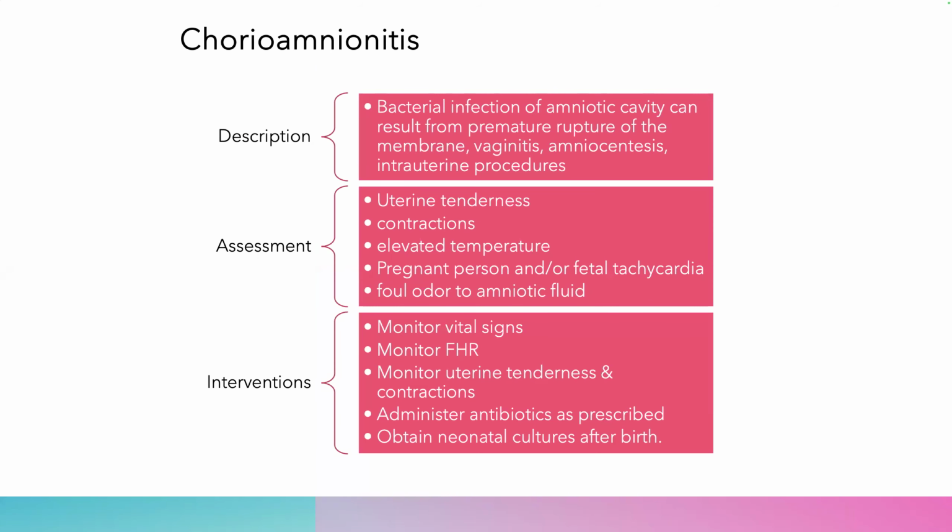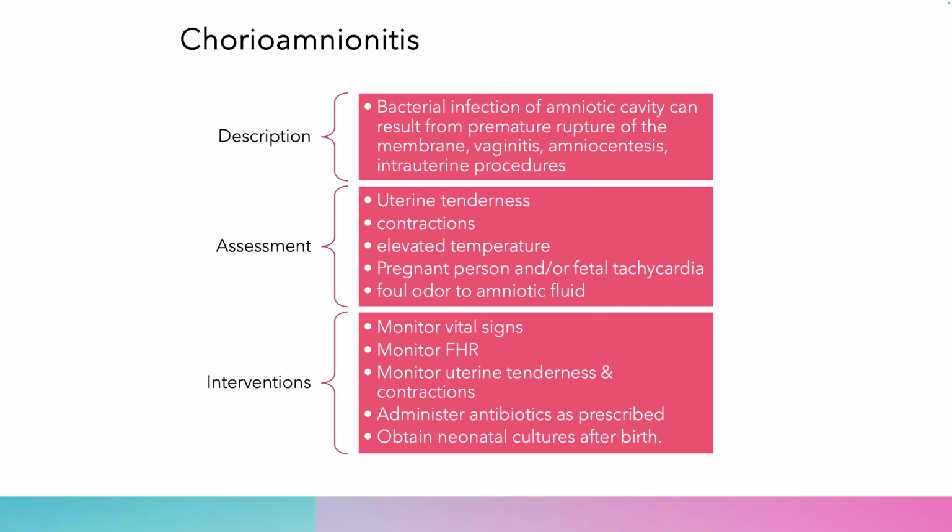Okay, chorioamnionitis. So chorioamnionitis is a bacterial infection of the amniotic cavity, and this can come from premature rupture of the membranes. It can come from a vaginitis, which is a vaginal infection. It can come from an amniocentesis, the procedure where you stick into the abdomen like we talked about. It could come from any kind of intrauterine procedure.